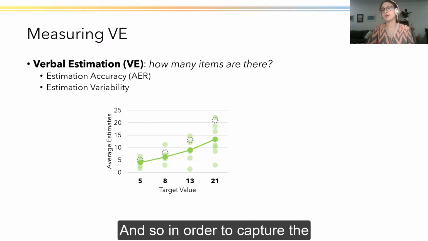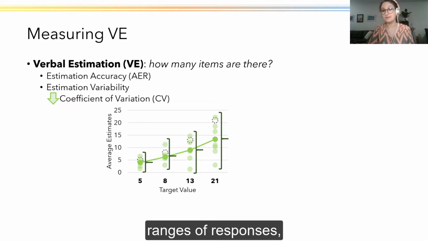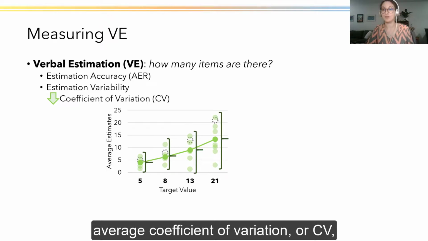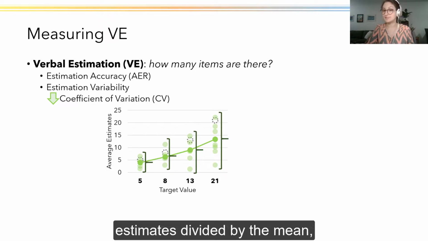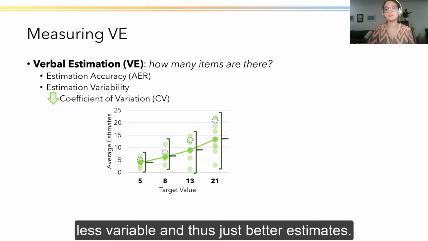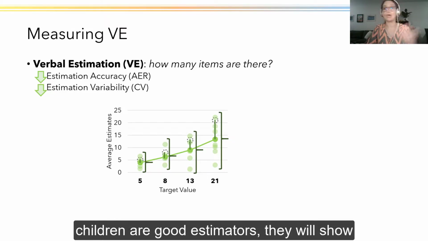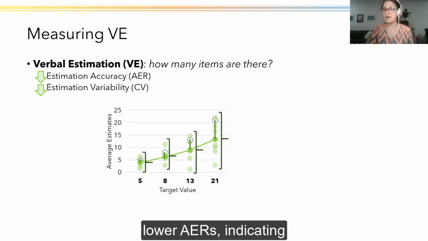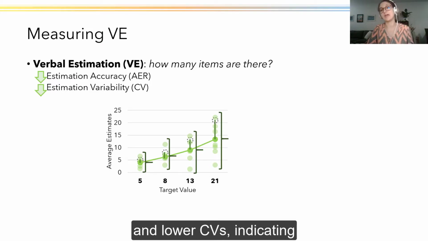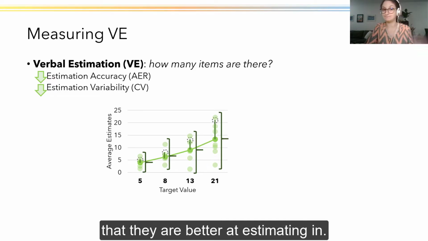And so in order to capture the variability of their estimates, which can be very different across different ranges of responses, we calculated each child's average coefficient of variation, or CV, or the standard deviation for the estimates divided by the mean, with values closer to 0 indicating less variable and thus better estimates. Hence, what we should expect is that if children are good estimators, they will show lower AERs, indicating less under or overestimation, and lower CVs, indicating less variable estimates for dimensions that they are better at estimating in.